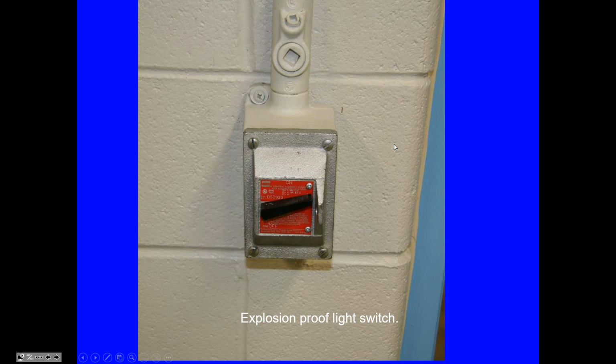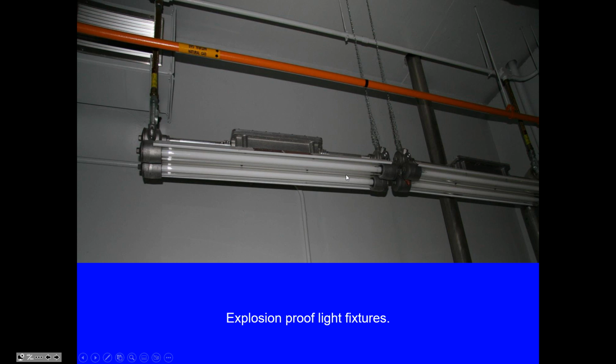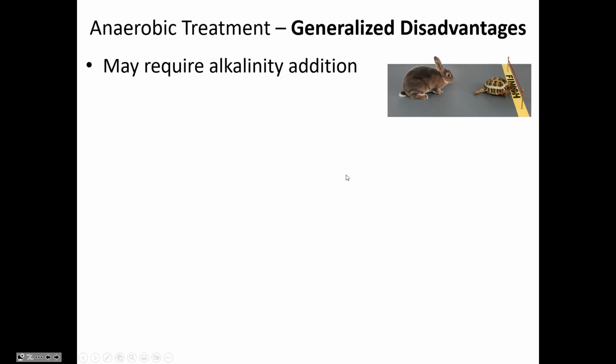There's a building next to this digester where all of the pumps are housed, and because it's pumping an explosive gas, a flammable gas, they have to have light switches and lights that won't produce any kind of an arc that could cause a fire. So that ups the cost quite a lot to have these explosion-proof light fixtures.